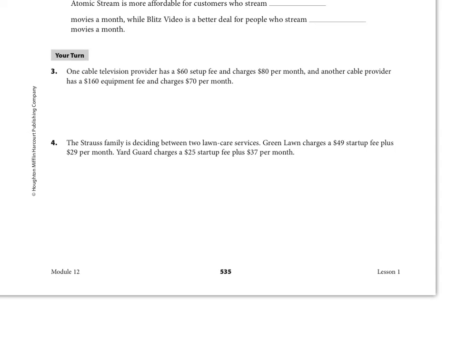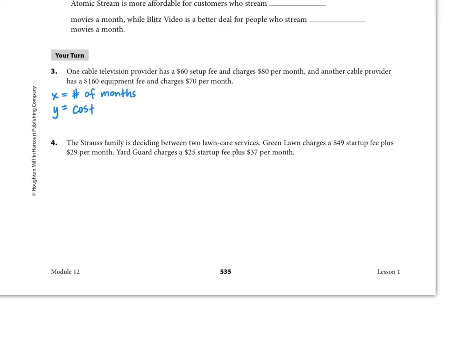Remember that when we have a system, we have an X and a Y, or whatever letters you want to use, and we need to know what those two represent. In this case, our X could be our number of months. Since the direction says when will it cost the same, it's really asking how many months is it going to take for it to cost the same. And then the Y variable is our cost.